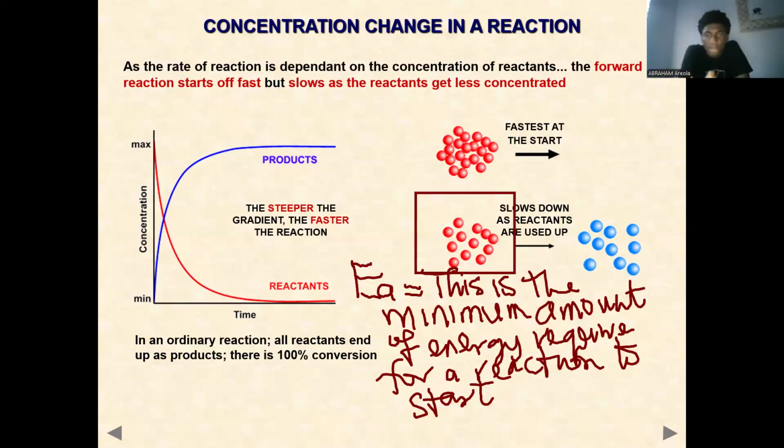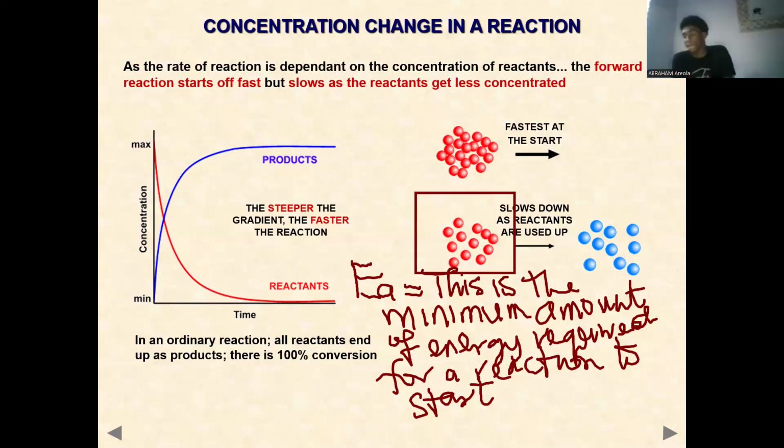Activation energy is the minimum amount of energy required for a chemical reaction to occur. So when the molecules are far apart, it takes time before they can get the minimum amount of energy.